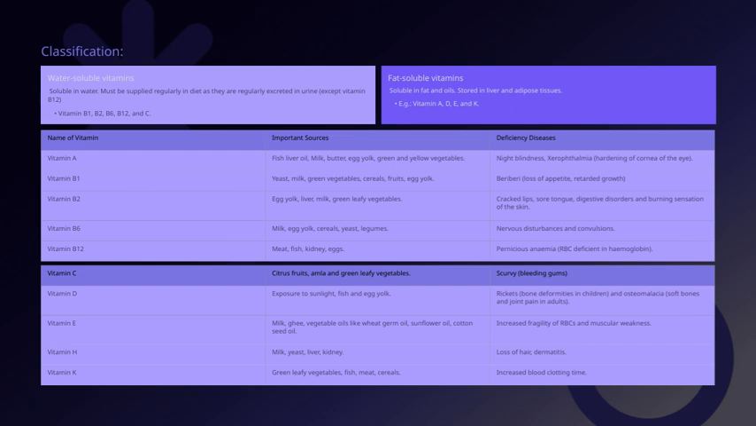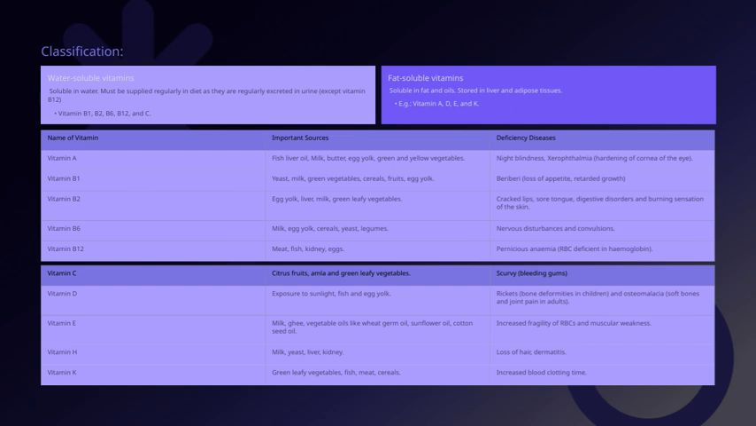A deficiency can lead to increased fragility of RBCs and muscular weakness. Vitamin H, also known as biotin, found in milk, yeast, liver, and kidney, helps prevent hair loss and dermatitis when deficient. Vitamin K, sourced from green leafy vegetables, fish, meat, and cereals, is essential for proper blood clotting. A deficiency here can lead to increased bleeding tendencies. Moving to specific vitamins and their sources, vitamin A is abundant in fish liver oil, milk, butter, egg yolk, and green and yellow vegetables.